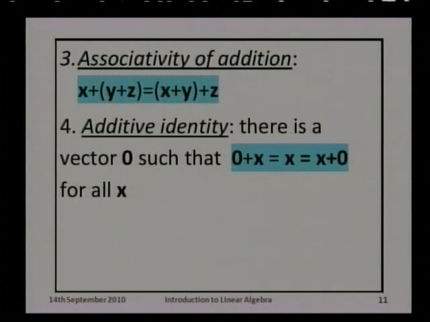So there is one such vector, we can call it as 0 vector, such that 0 plus x is equal to x, and that is same as x plus 0, because it has to satisfy commutativity property. Therefore 0 plus x and x plus 0 both will give the same value x, and it is for all x. Then we say that the element 0 is an identity, additive identity.